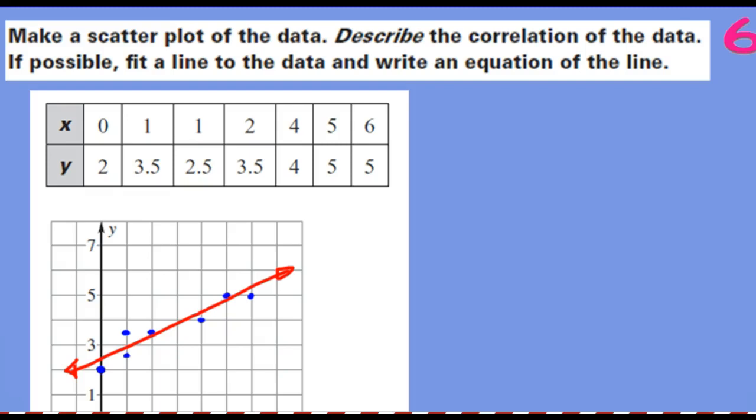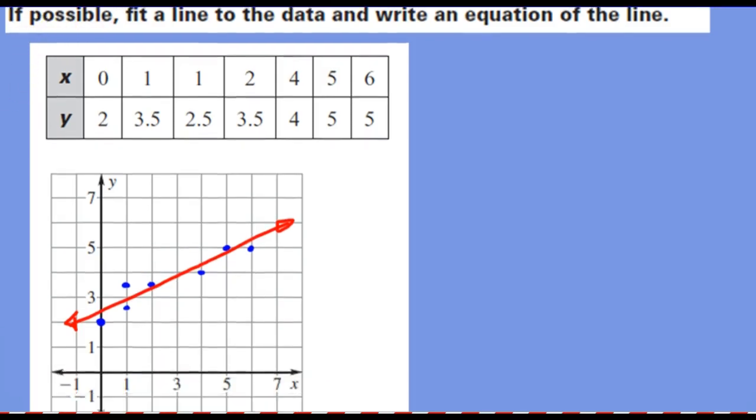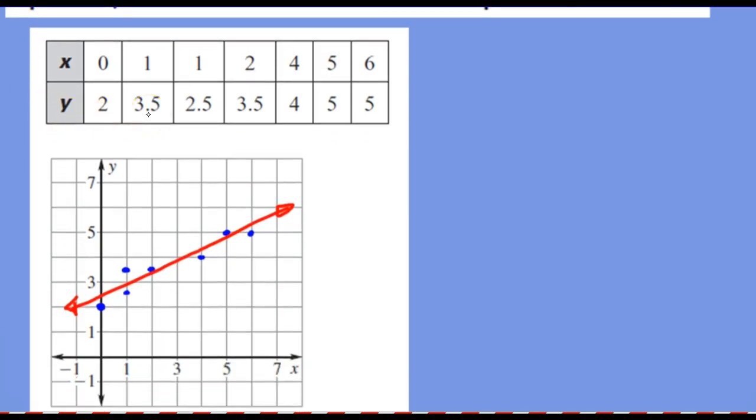Alright, so it says make a scatter plot of the data, describe the correlation of the data. If possible, fit a line to the data and write an equation of the line. Well, it looks like we already have our scatter plot made out, and our line of fit. Looks like it's going positive to me. So I'm going to find 2 points on our line here. Looks like we have one very close to here and one very close to here. So we have to find y equals mx plus b.